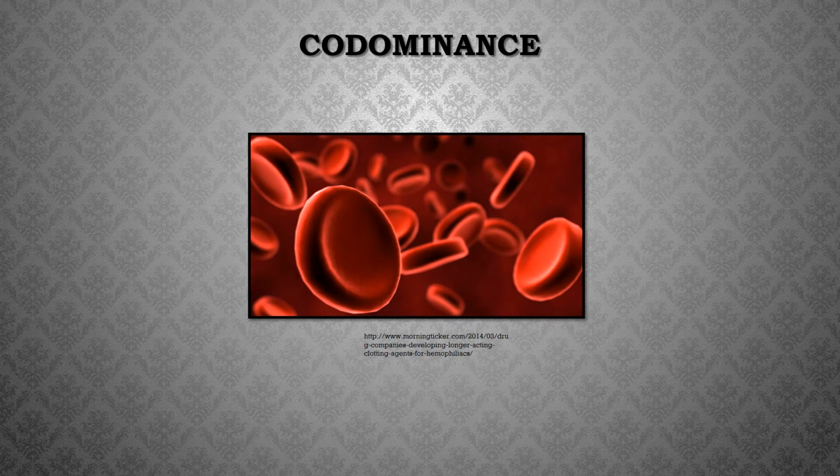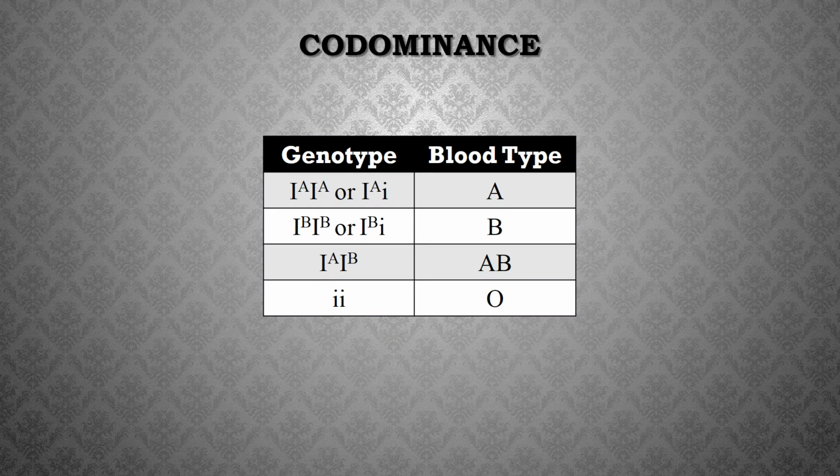An example of a codominant trait is going to be red blood cells. We have 4 different types of blood: A, B, AB, and O. The genotypes are going to be written with a capital I. This stands for immunoglobulin, while there's a superscript for either A or B, which is going to represent the blood type. And here we have a little i, which is a recessive trait for O.